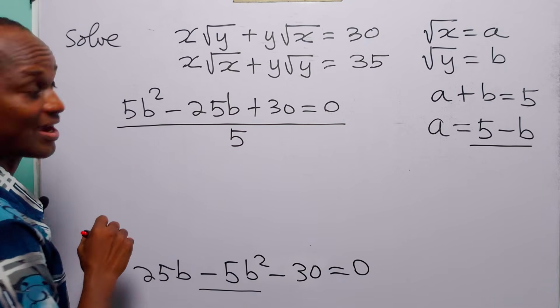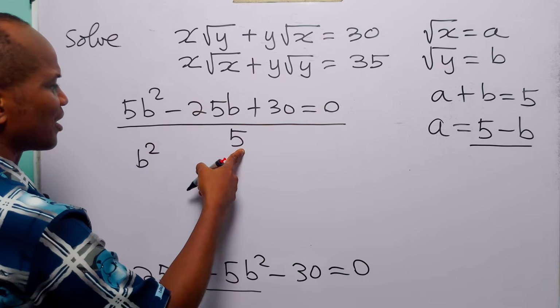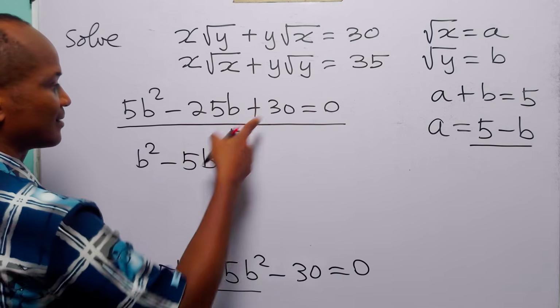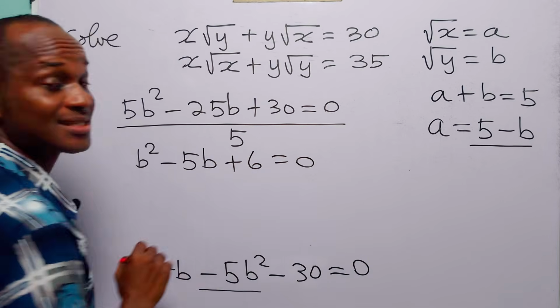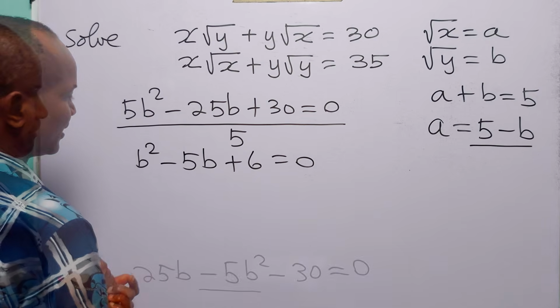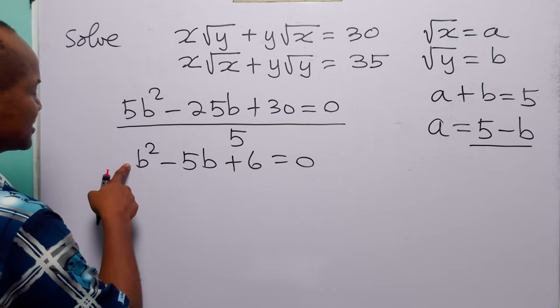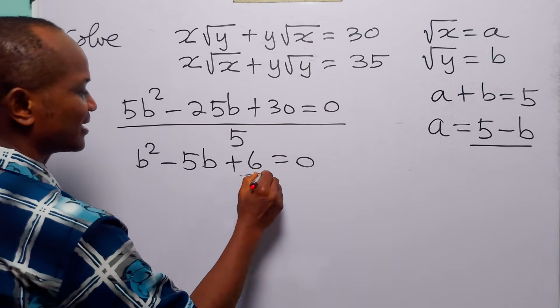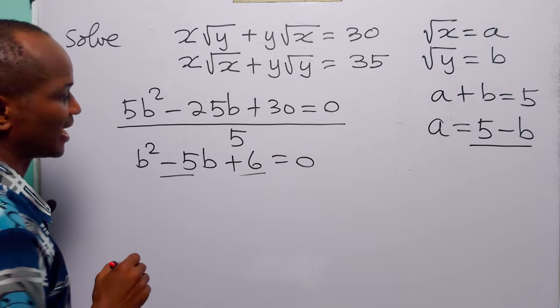5b squared divided by 5 is b squared. Minus 25b divided by 5 is minus 5b. And 30 divided by 5 is 6. This is equal to 0. Now we can solve this quadratic equation by factorization. Since the coefficient of b squared is 1, all we need to do is to find the factors of 6 that add up to minus 5.